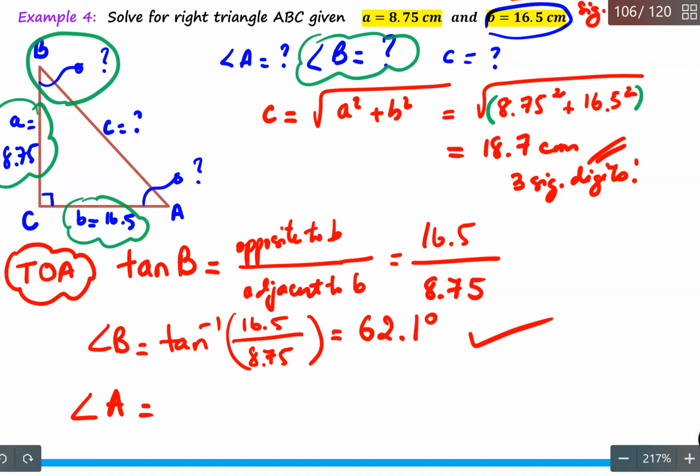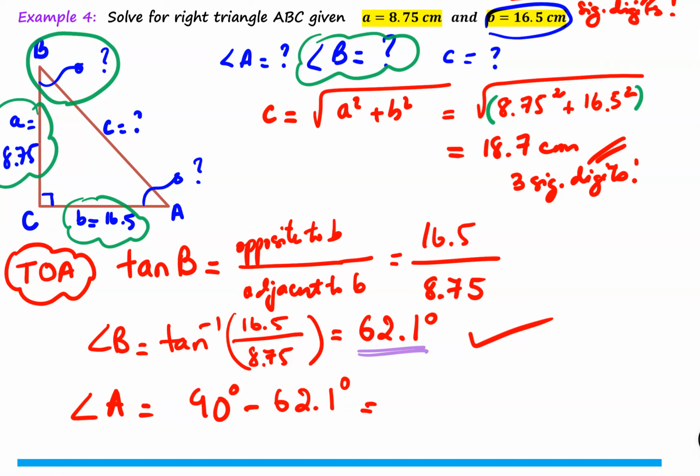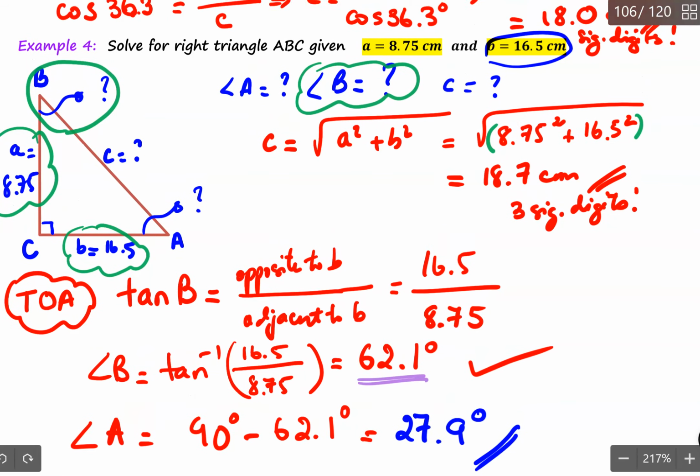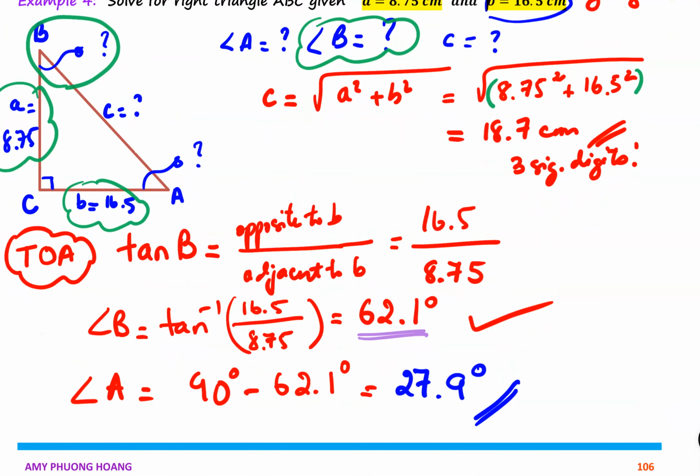Now, to solve for B, I already have that. To solve for A, all you have to do in this case is take 90 degrees and subtract your 62.1 degrees. So you are using the number that you found. It doesn't matter in this case because you are subtracting from 90, and when you round it, it should be 3 significant digits as well. So in this case, I should have B equal to 62.1 degrees and angle A equal to 27.9 degrees. All right, thank you.